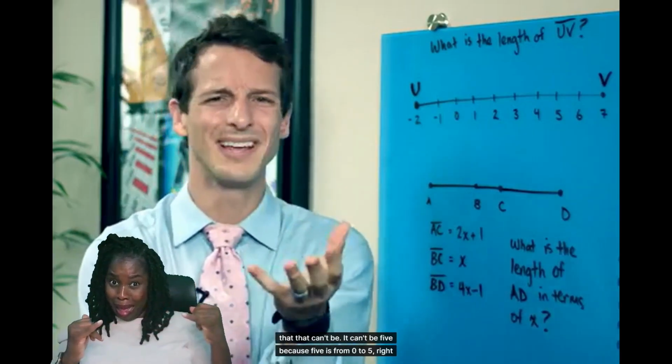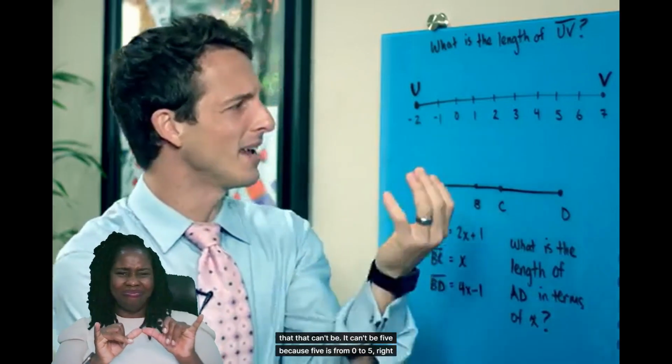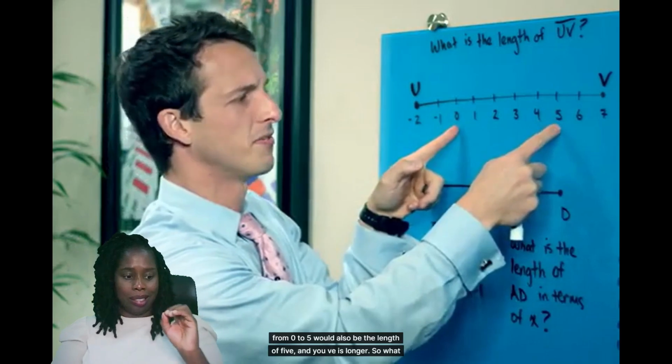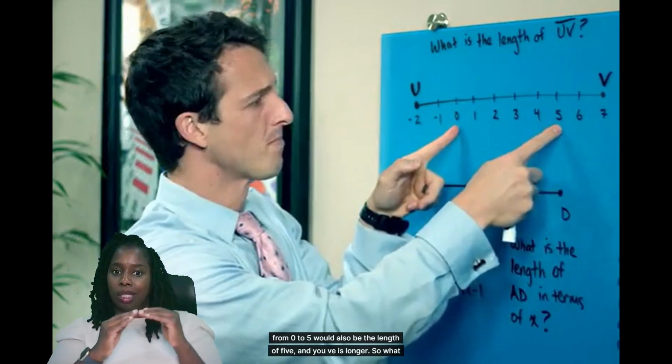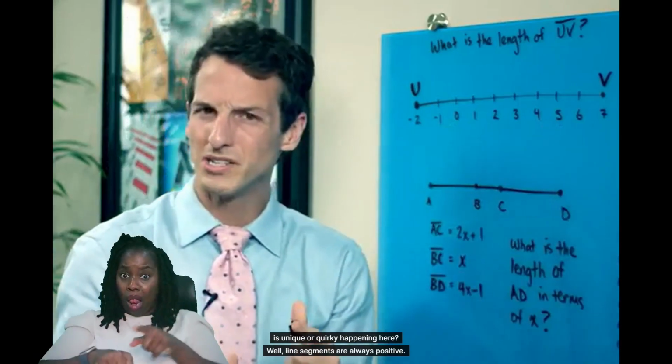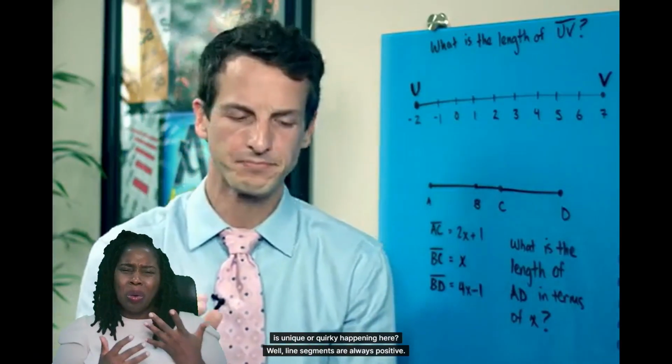And you say to yourself, well, that can't be. It can't be 5 because 5 is from 0 to 5, right? From 0 to 5 would also be a length of 5, and UV is longer. So what is unique or quirky happening here?